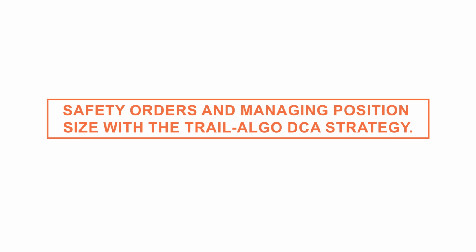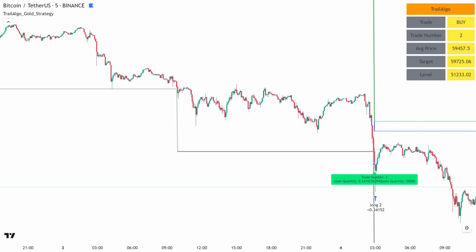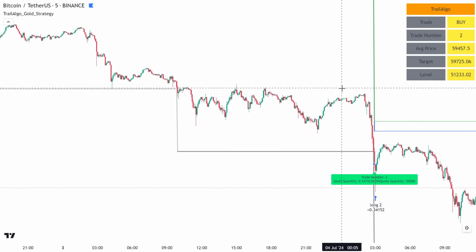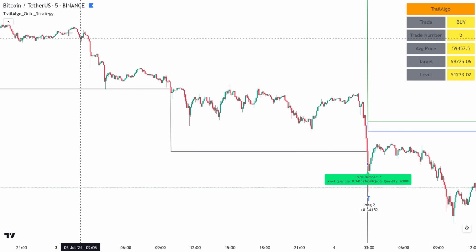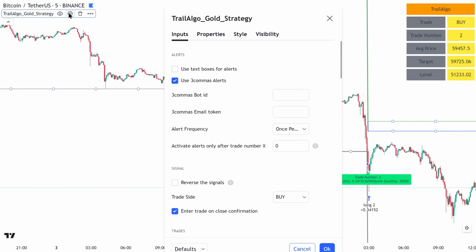In this tutorial on safety orders and managing position size with the TrailAlgo DCA strategy, our focus today is on effectively setting up the TrailAlgo DCA strategy to enhance your trading performance and manage risks efficiently. First, begin by navigating to the settings of the TrailAlgo DCA strategy. This is where you will find various configurable options that play a crucial role in how the strategy operates.